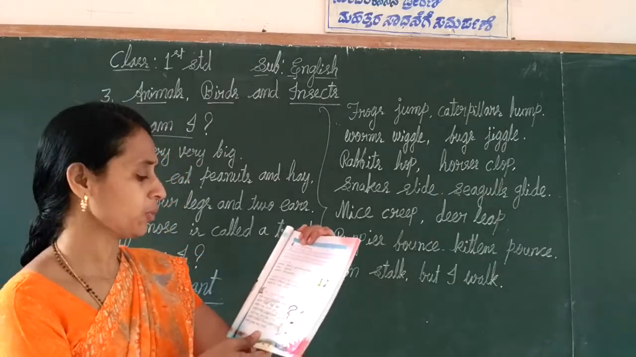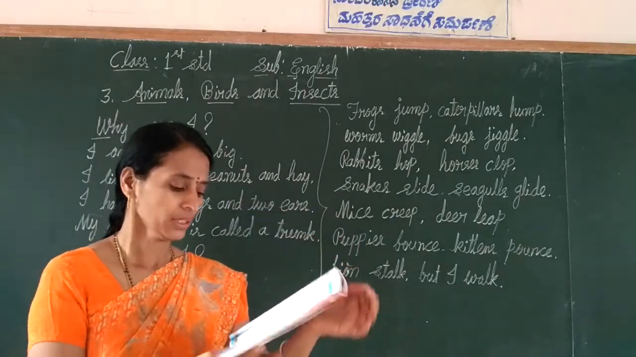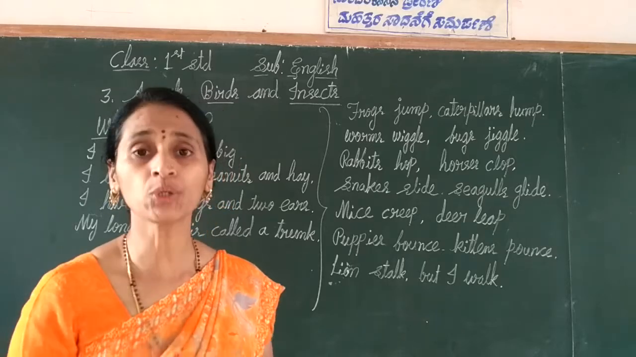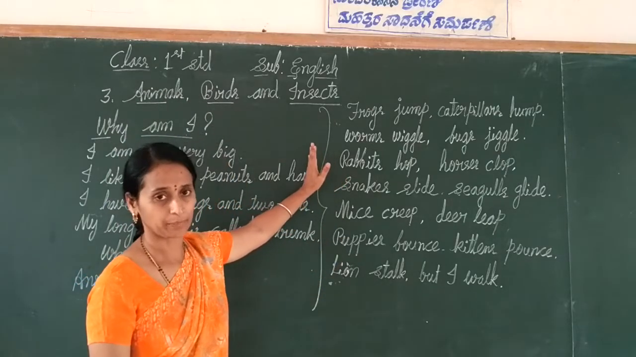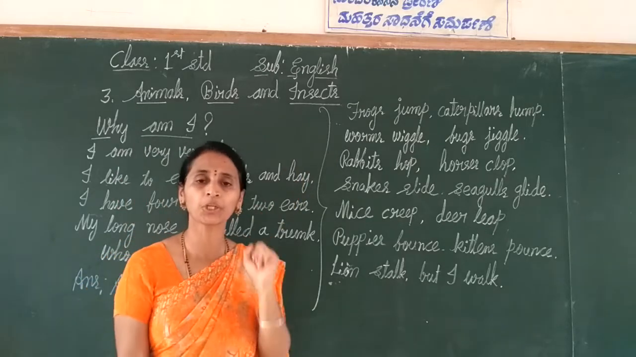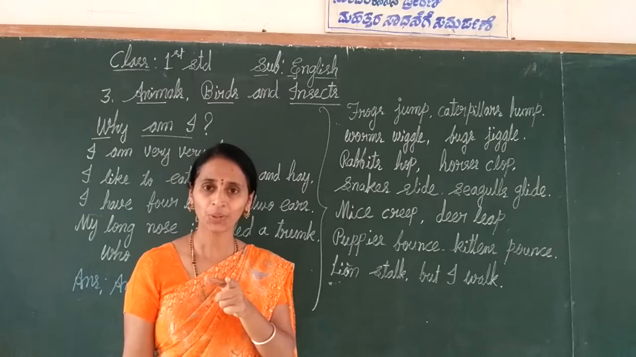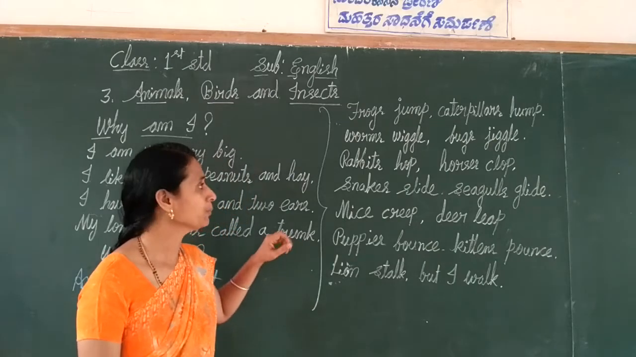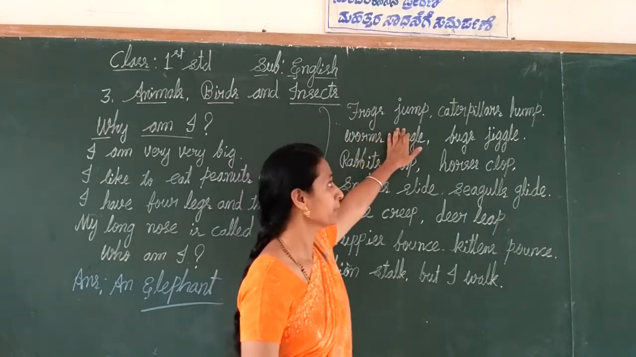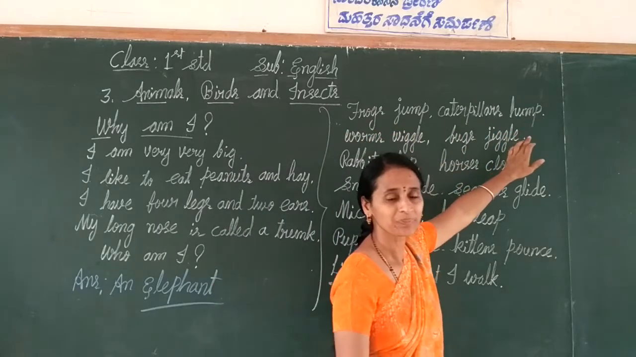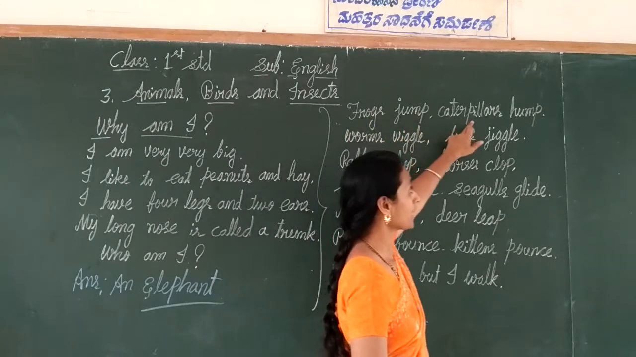Okay, come down. Enjoy singing the rhymes. This is a very good rhyme. Frog jump. Enjoy singing. You already know the animals, but do you know how they walk? I tell you once again. See the board. Frog jump. Caterpillar hum. Once again, frog jump, caterpillar hum.